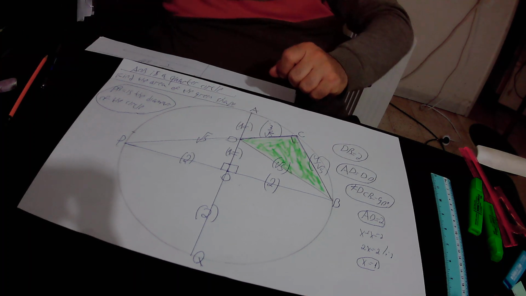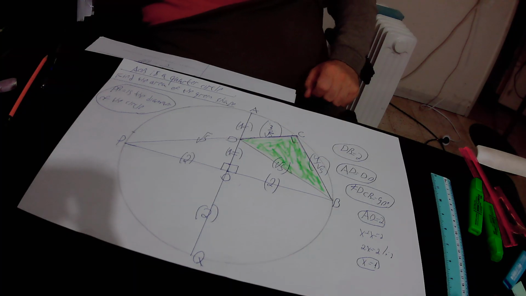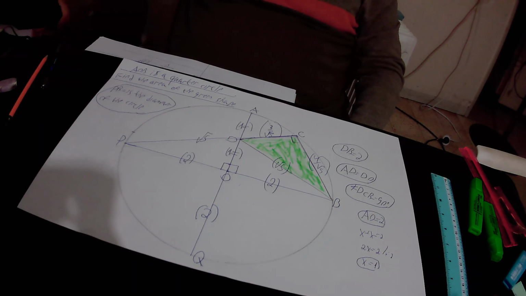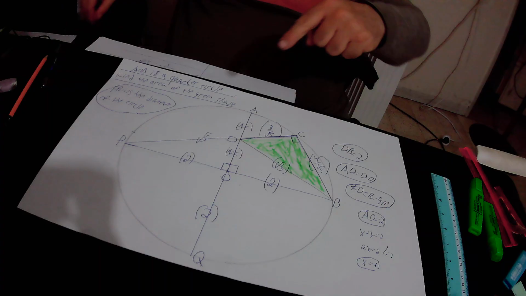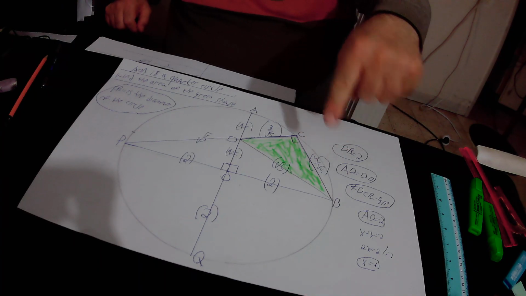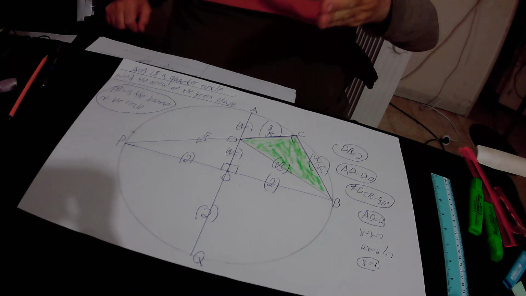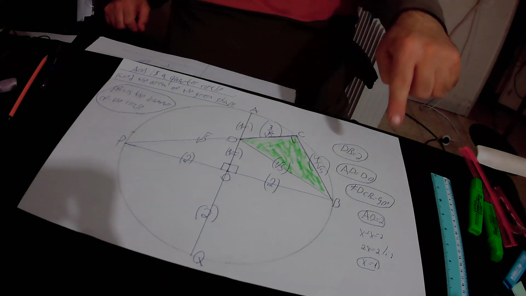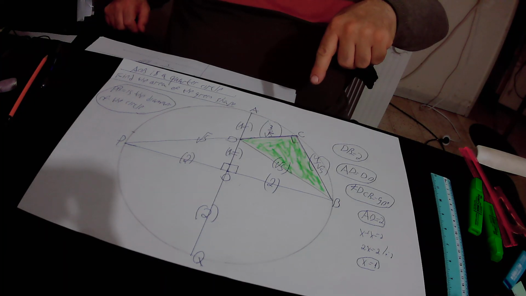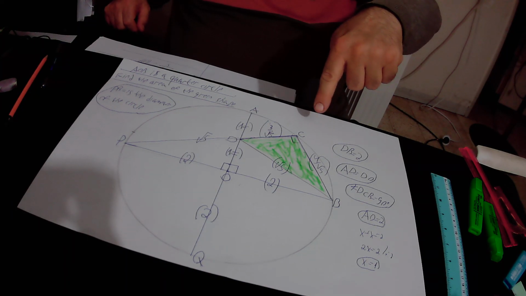Okay. In the next step, I copied the right triangle DCB onto a new page and we implemented the Pythagoras theorem on this right triangle DCB in order to find out the length of the missing side CB.